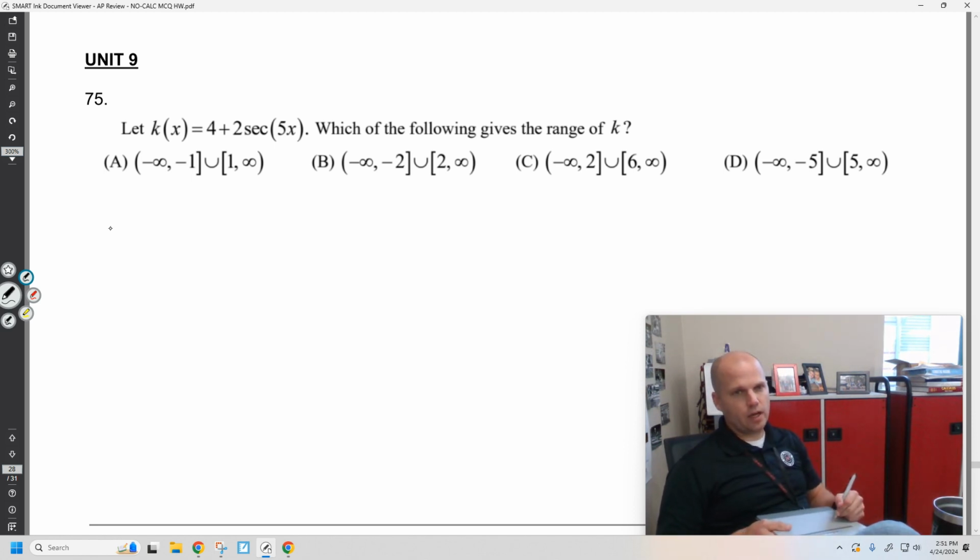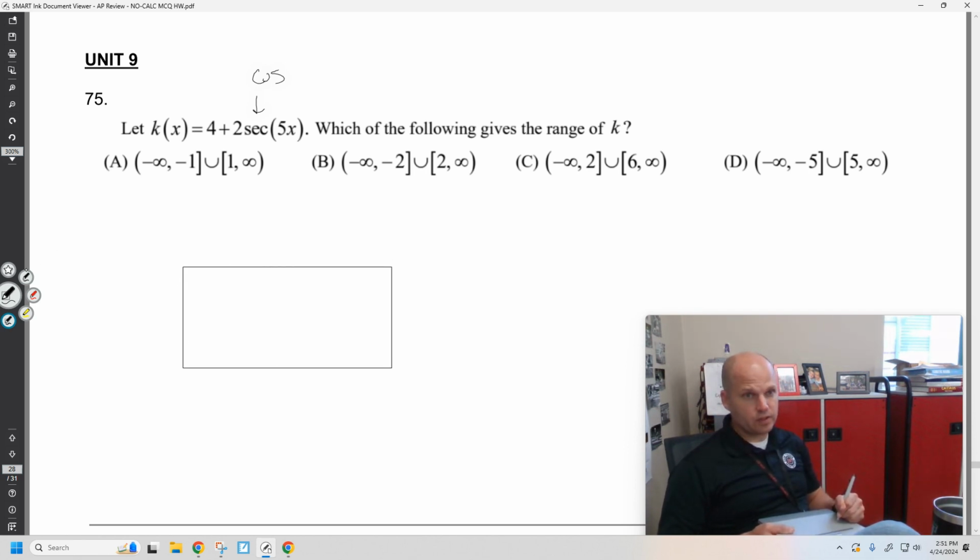What's the range? Remember, secant is a reciprocal of cosine. How do we graph secant? We start with the graph of cosine. Then we think about if we take the reciprocals of it. So everything's the same: vertical translation, midline shift, amplitude, vertical dilation.